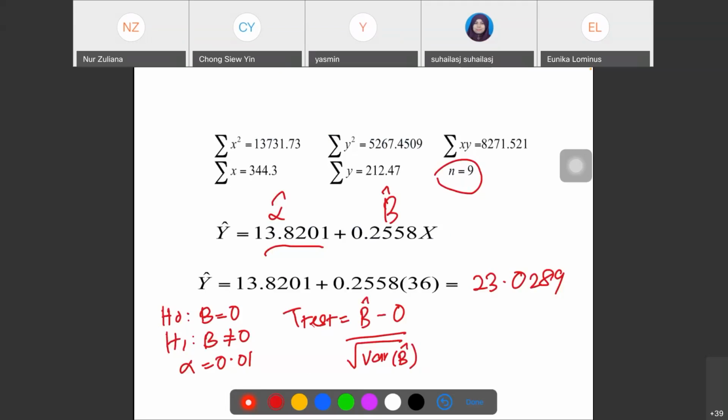Okay. So in order for you to find the variance of beta head, try to find these three values first: SYY, SXY, and SXX. And then you substitute in the formula for variance.